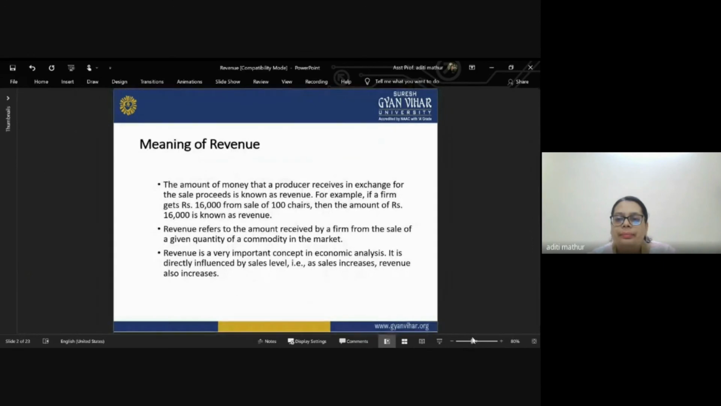That is your meaning of revenue. So revenue refers to the amount received by the firm from the sales of a given quantity at the price. So your revenue R is equal to quantity into price.